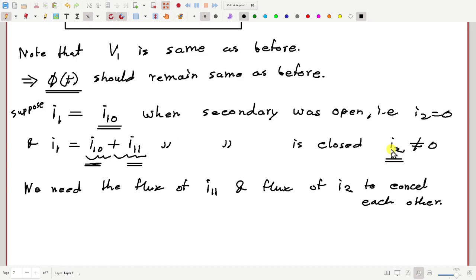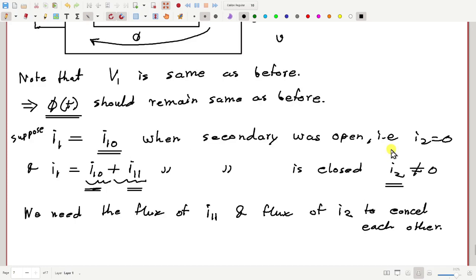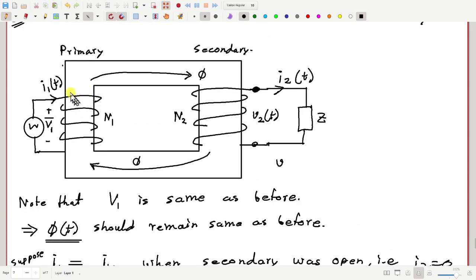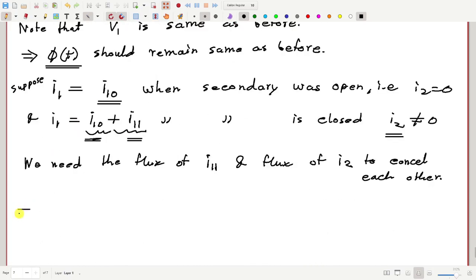Now, how much is the flux created by I1'? The flux created by I1' will be I1' multiplied by N1 divided by reluctance. That's the general rule, MMF by reluctance is the flux. So this and I2 times N2 by R should cancel each other.